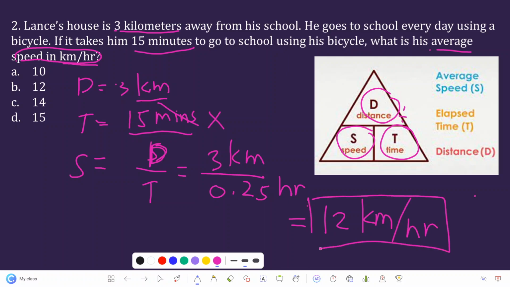And this is letter B. Okay? Sana nakuha po ninyo at sana na-solve ninyo on your own. And again, pwede ninyong i-pause ang video and then you can try solving the question on your own tapos i-verify ninyo sa ating discussion. Okay? Let's proceed to item number 3.